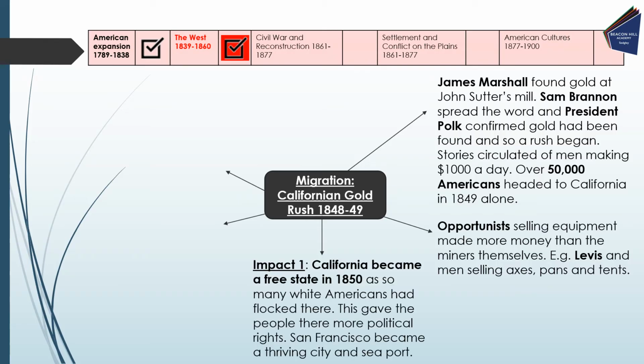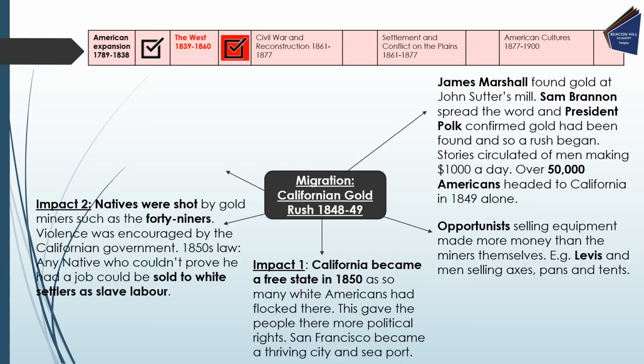In impact number 1, California became a free state in 1850. As so many white Americans had flocked there, this gave the people there more political rights, and San Francisco became a thriving city and seaport. So just a reminder here that if you have a 9-mark question, you would need to speak about your C's and your S. So one of those C's being consequence, you could discuss there that California becomes a state in 1850.